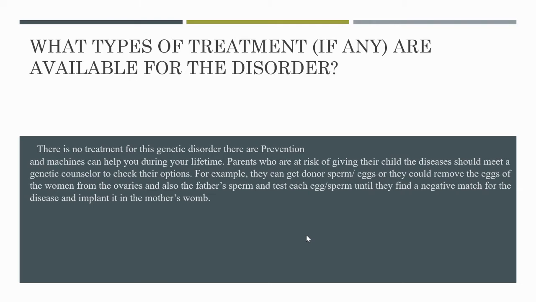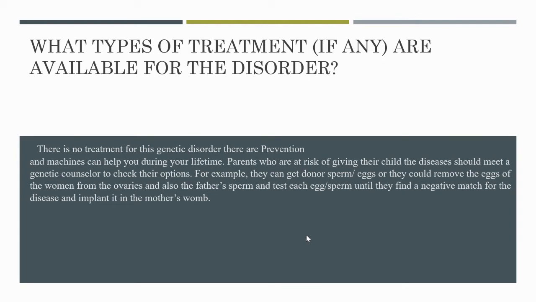What types of treatment are there, if any, available for this disorder? So for this disorder specifically, there are no treatments for Huntington disease. There are maybe a few machines that can help make the person's life more comfortable, but there's no way to treat it or even help the person out except in simple ways like maybe getting them a glass of water or feeding them food.